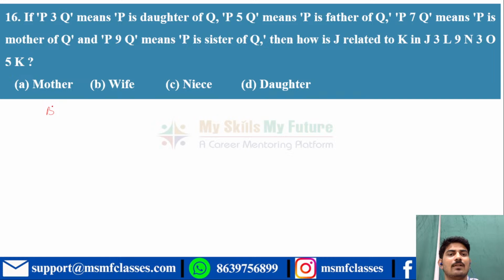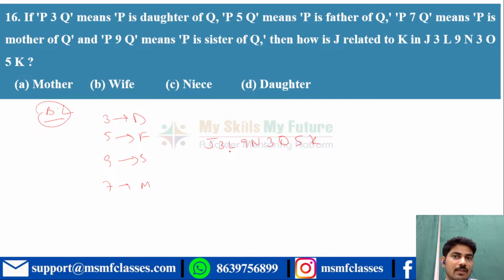So this was the next question from the blood relations topic. Here 3 is given as a daughter, 5 means a father, and 9 means a sister. What he gave in the question is: how is J related to K? J, 3, L, 9, N, 3, O, 5, K. Okay, is there anything missing? For 7 it was a mother.